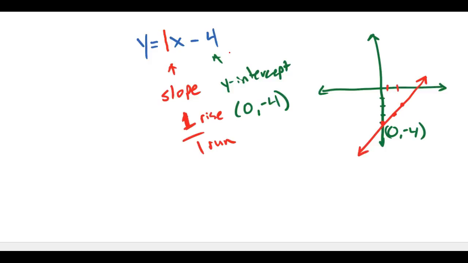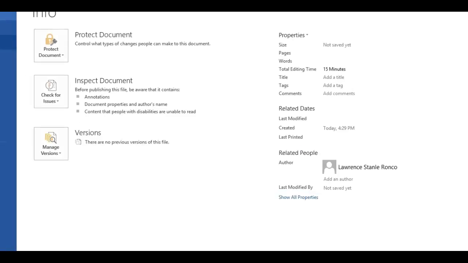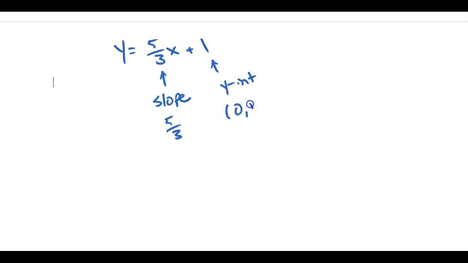So let me give you a couple more examples here. I'll open up a new page here. Okay, so let me just give you a few more examples. Y equals 5/3 x plus 1. My slope is 5/3. My y-intercept is at (0, 1).